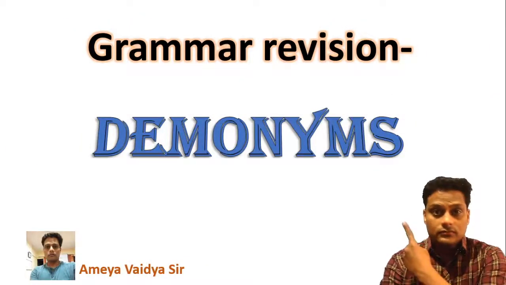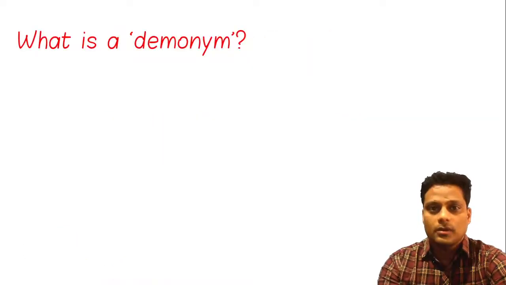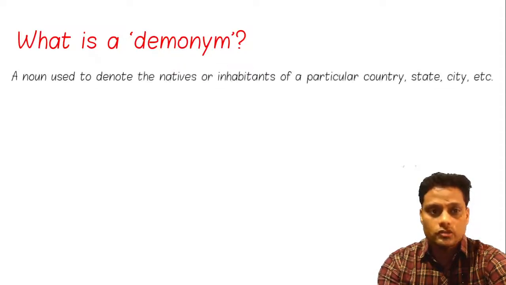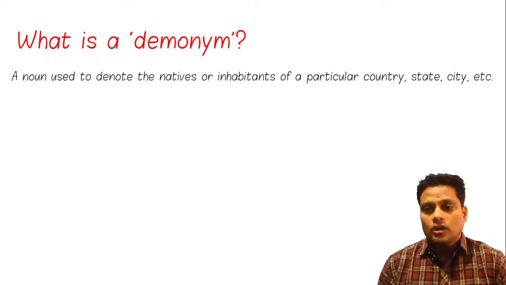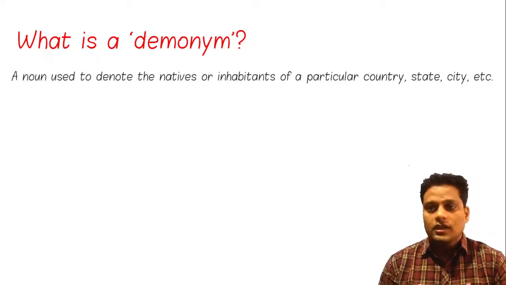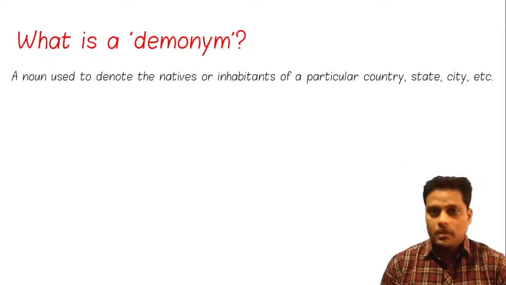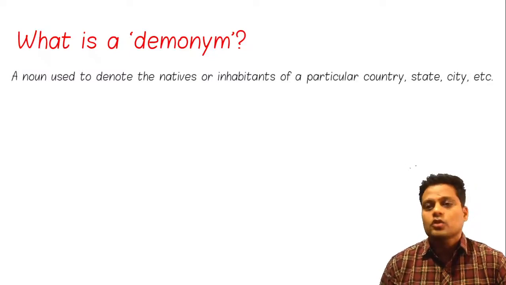All right, then let's dive straight into the topic for today, which is demonyms. So what exactly are demonyms and how can they be used? Are they the adjective forms? We'll find out the answers to all those questions. Well, a noun used to denote the natives or inhabitants of a particular country, state, city, region, area is a demonym. Once again, what is a demonym? A noun used to denote the natives or inhabitants of a particular country, state, city, region, etc.